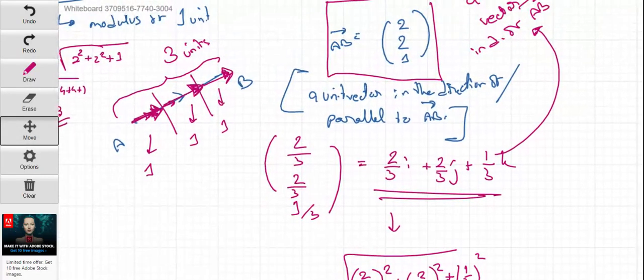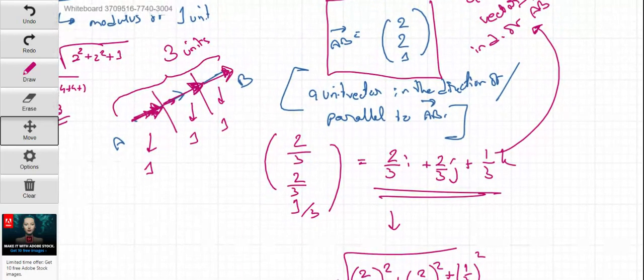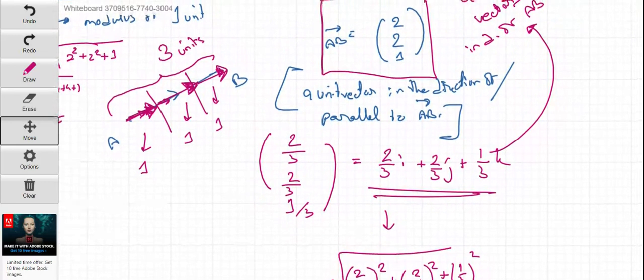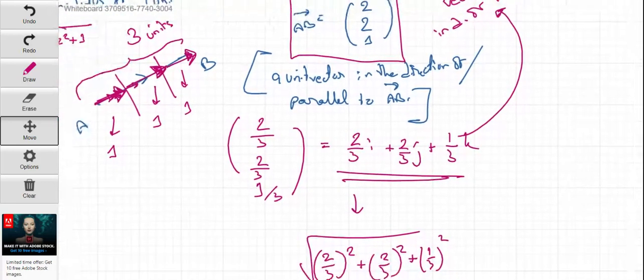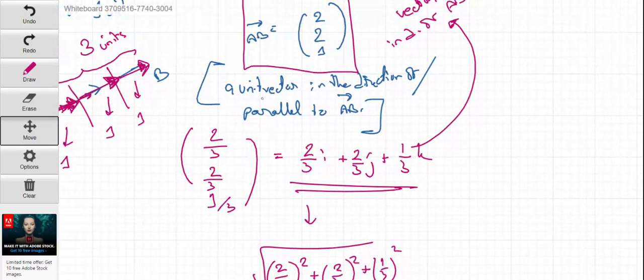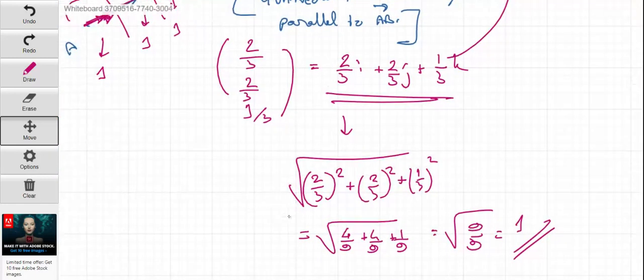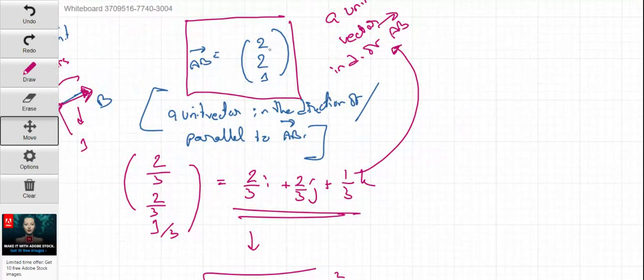And how do we ensure the direction? Well, remember that when two vectors are parallel, one vector is a multiple of another vector. So as long as my unit vector is some multiple of the main vector, we know they're sharing the same direction. So look at the blue AB and look at the red unit vector. They share the same multiple, and the multiple is 1/3. So not only did I find my unit vector, I found the unit vector that is in the direction of AB.